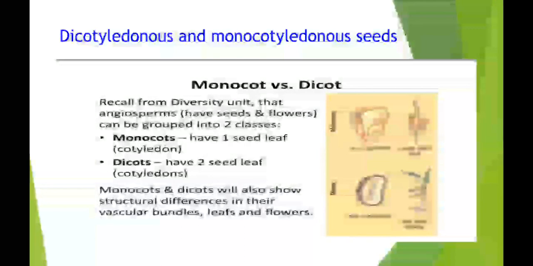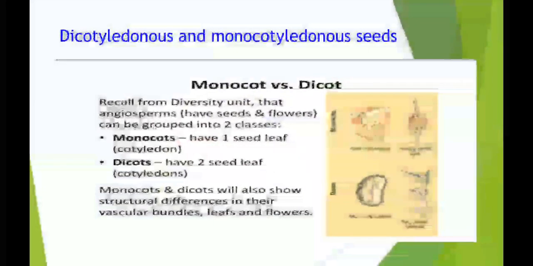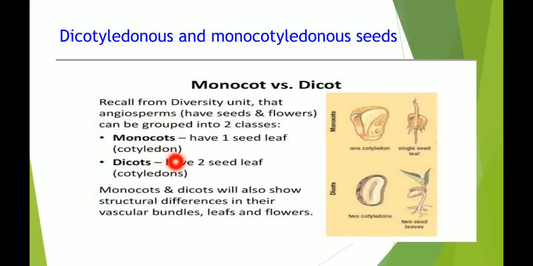The next category is monocot and dicot seeds. Depending on the number of cotyledons, which is sometimes also called the seed leaf. So inside the seed there is a seed leaf also. If the seed has only one seed leaf, or one cotyledon, then it is called monocot. Examples are rice, maize, wheat, onion.